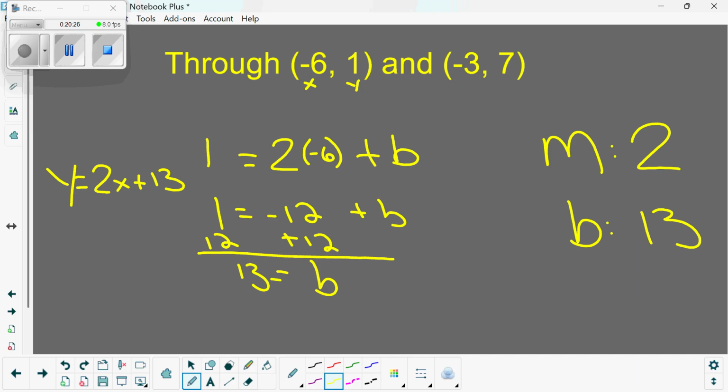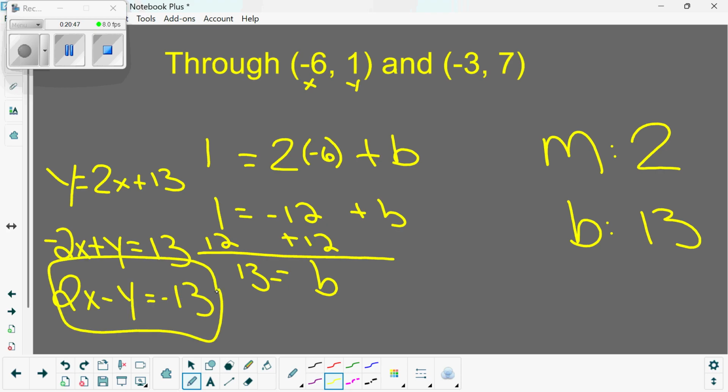So we put it in standard form by moving that 2x to the other side, negative 2x plus y equals 13. We know the coefficient of x needs to be positive, so we're going to change. 2x minus y equals negative 13. Can I see a wiggle of fingers from my friends who feel like this is light work?